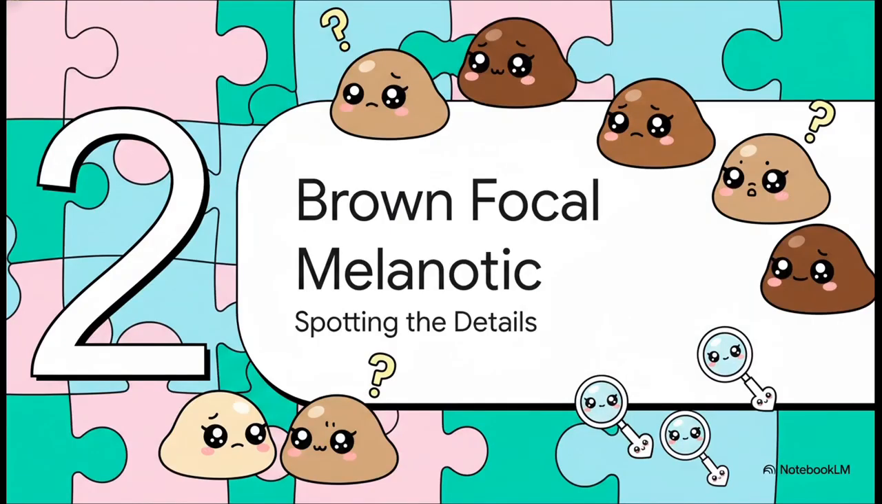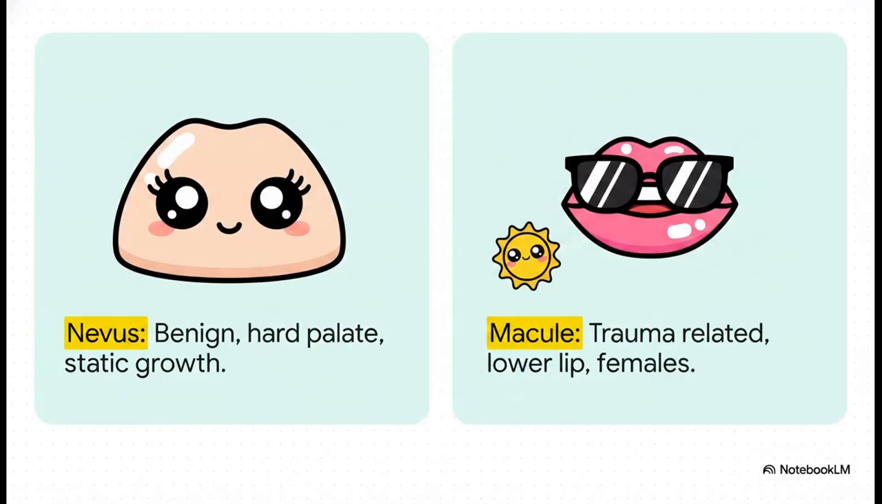Moving on to Section 2, brown focal melanotic lesions, spotting the details. This is a super popular area where examiners just love to test your differential diagnosis chops. And here's a classic exam curveball, contrasting the nevus with a melanotic macule. Okay, so an oral melanocytic nevus is just a benign growth of melanocytes, right? But the high-yield exam detail here? It's the preferred location, which is the hard palate. It usually shows up as a small, solitary, static nodule or macule.